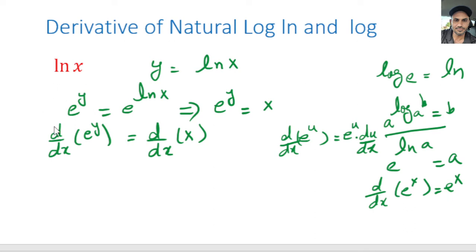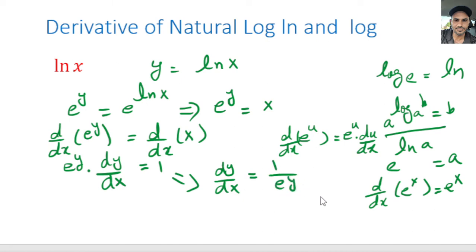So we take the derivative here, it becomes e to the y times dy over dx equals the derivative of x, which is just 1. From here we can divide both sides by e to the y, so we get dy over dx equals 1 over e to the y. And now we can make a substitution, e to the y is equal to just x, so it's 1 over x. This is e to the y, not e times y. It's not e times y, it's e to the y. Y is in the exponent. So this is our derivative of natural log of x.